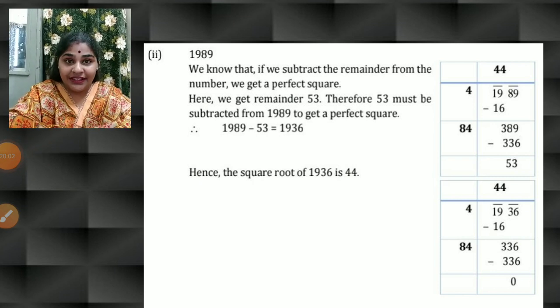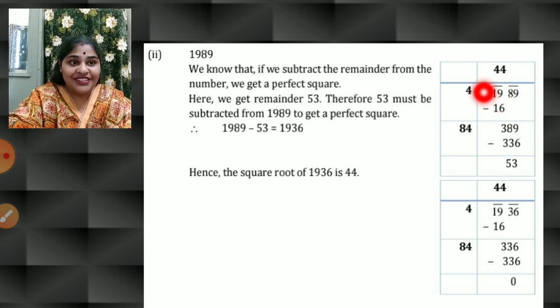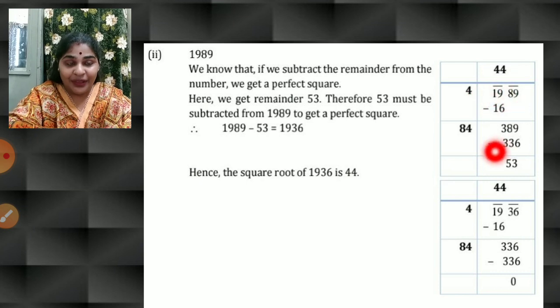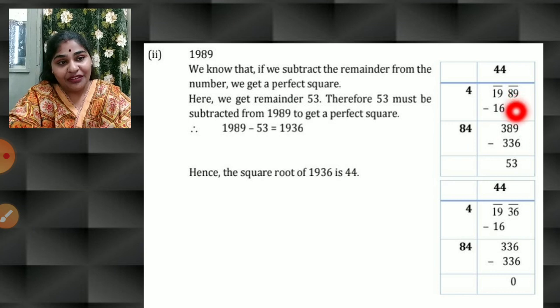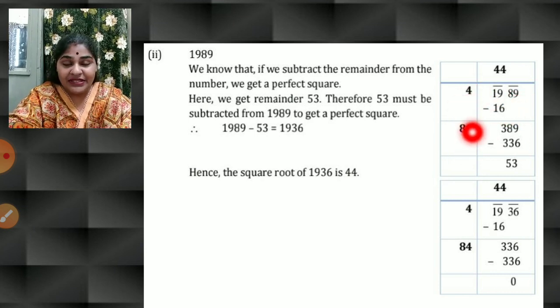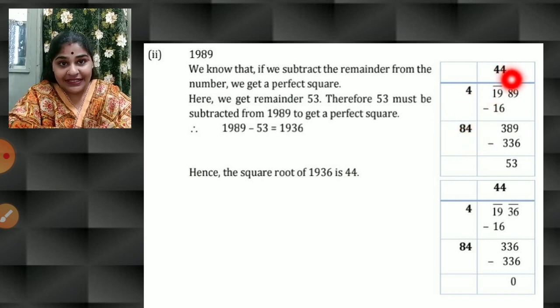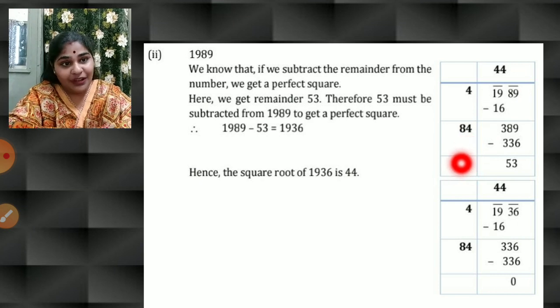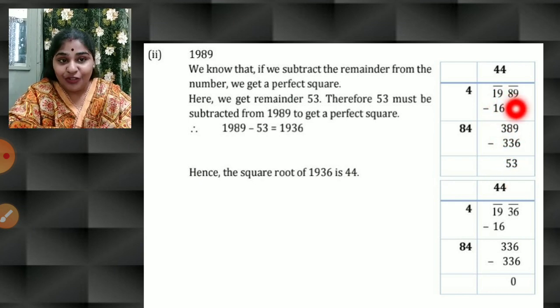Yeah, so this is the next one, children, that is 1989. So let us first find out the square root. Here we will start pairing. The same division method you have to do, children, but here again the missing terms you will fill up. That is 4 plus 4 will be 8, and then 84 plus 4, whatever comes here you will write. Now after doing the division method, we see that the remainder is 53. Okay, so it is not 0. That means 1989 is not a perfect square.